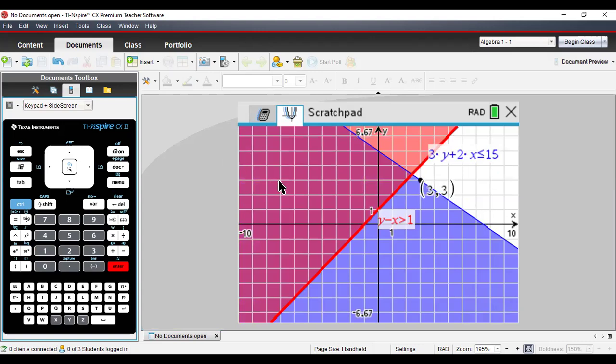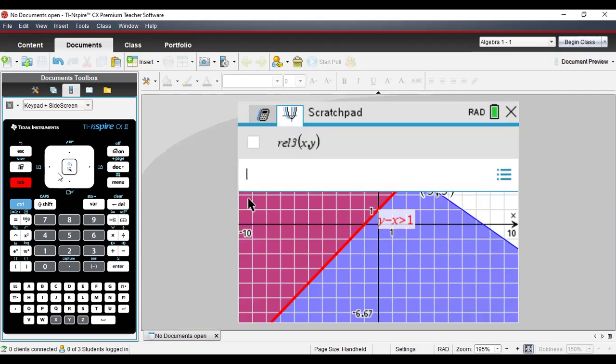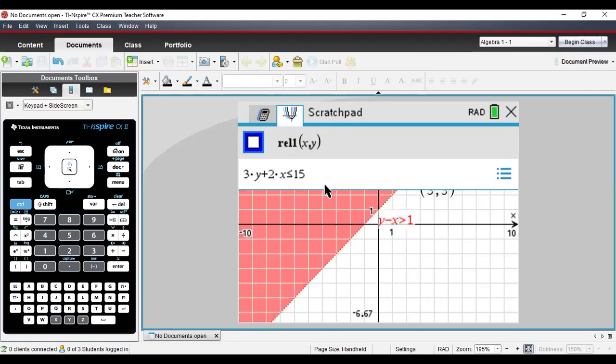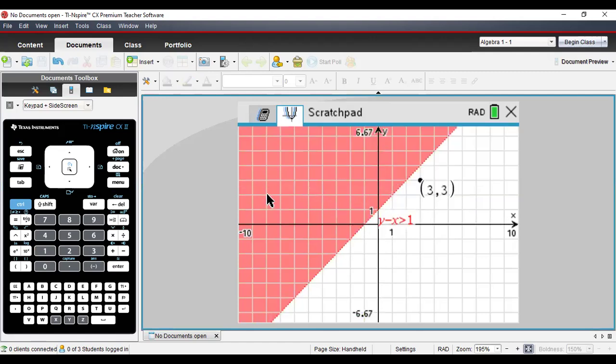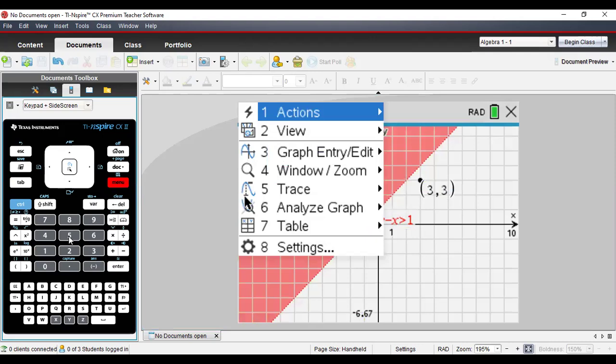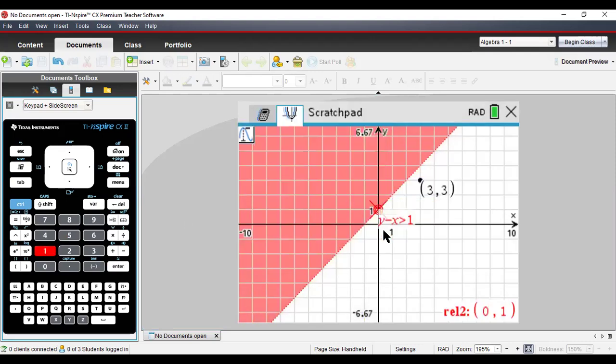Now, what I like to do, I want to get this blue out of the way for now. So I'm just going to go up to the first one and unclick that. So now all I have is just the red. Now I'm going to do the same thing we did before, menu 51. It takes me to the y-intercept, so that's 0, 1. So that's going to be my first point.